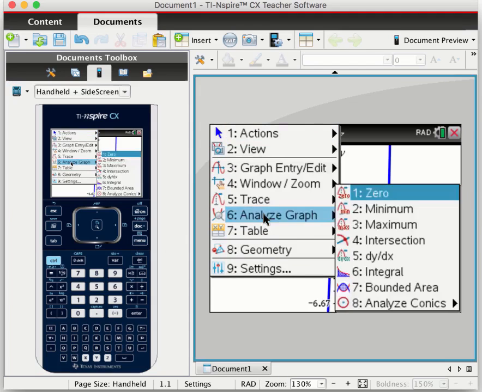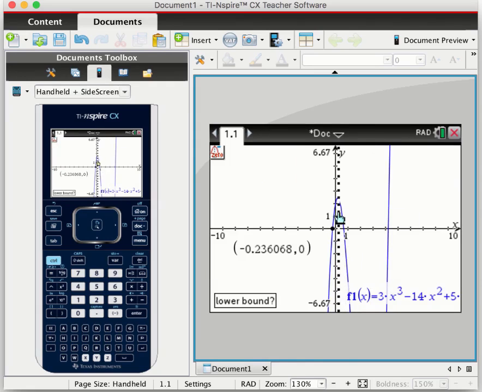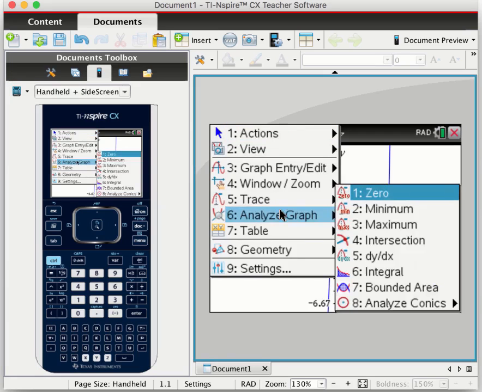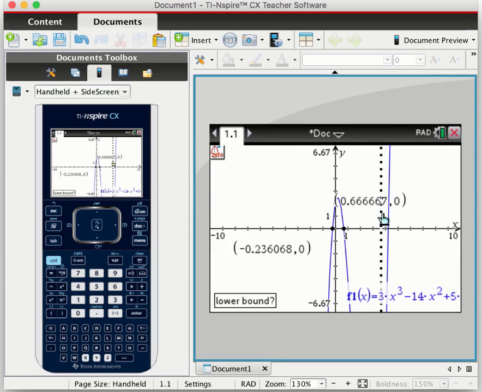Menu, analyze graph, zero, click to the left, drag to the right. That looks promising. Hopefully you recognize that as 0.6 repeated, and we are going to trust that that is the fraction 2/3. But just for kicks, let's find the other one, see if it yields anything promising, and it does not. Here, so we know that if 2/3 is a zero, 3x minus 2 must be a factor.